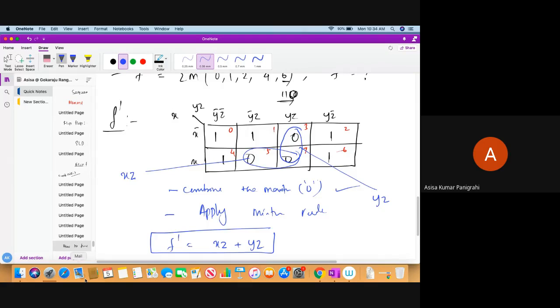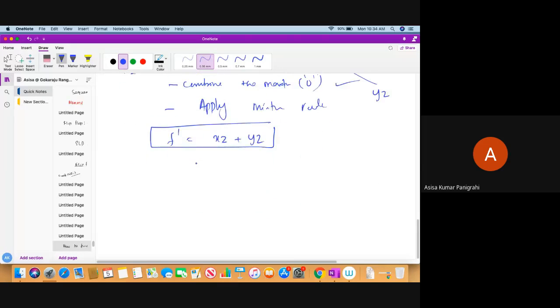Do you all understand? Any doubt on this? Very simple and very important. Only a 1-2 mark question can be expected from this. Okay, next part: how to find f bar in POS.